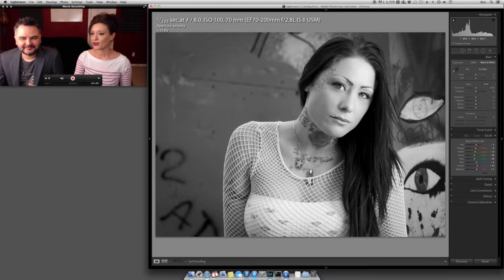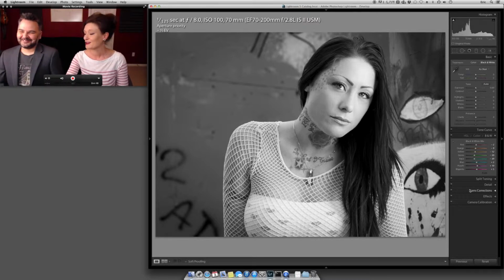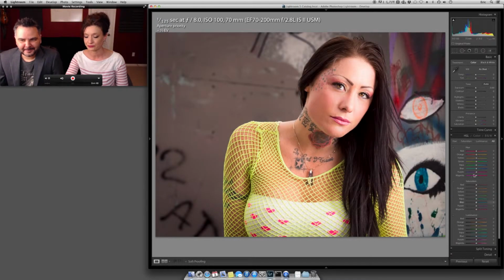Yeah, and that's what I thought too at one point in time. There's your black and white button right there, but you actually have so much more control over what you can do with your image once you have clicked the magical B and W button. So, for instance, in this particular picture, let's look at it in color one more time.